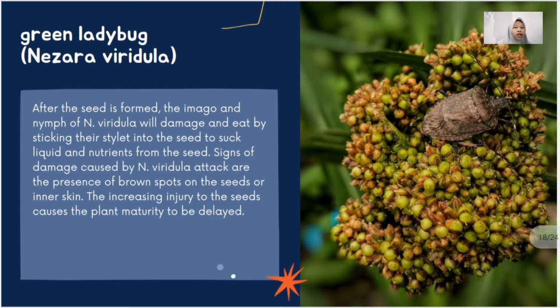Next is the green stink bug, or Nezara viridula. After the seeds are formed, the imago and nymph of Nezara viridula will damage and eat by sticking their stylet into the seeds to suck liquid and nutrients from the seeds. Signs of damage caused by Nezara viridula attack are the presence of brown spots on the seeds or inner skin. The increasing injury to the seeds causes the plant maturity to be delayed.